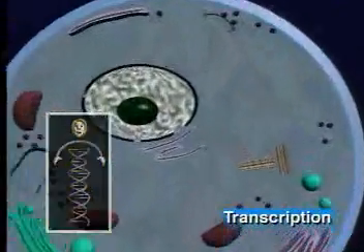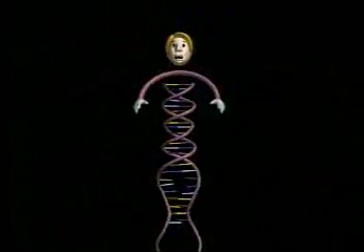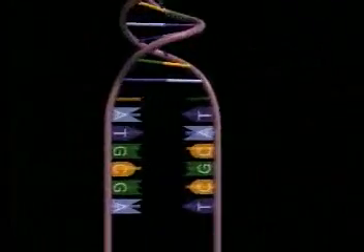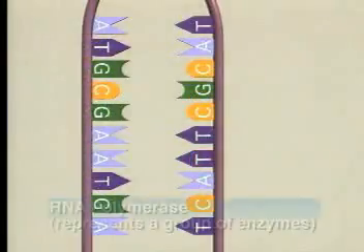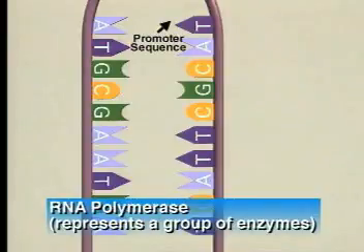Here's how transcription works. Instructions are sent to the ribosomes in the cytoplasm to synthesize a specific protein, say to repair a damaged part of a cell membrane. The two strands of DNA uncoil like this. An enzyme called RNA polymerase attaches itself to a portion of one strand called the promoter or initiator sequence. This is where transcription begins.